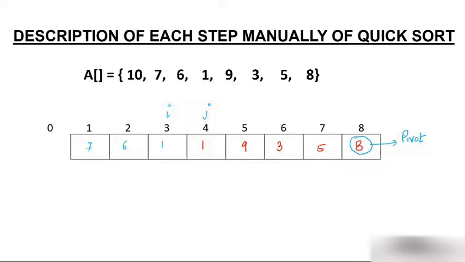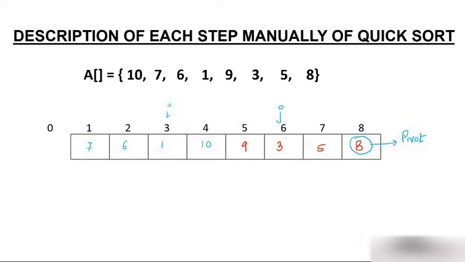The moment I swap I and J, what will happen? 10 will come over here and 1 will come over here. Fine. What I'll do again, I'll increment J. I'll again compare this element with pivot. Is this element less than pivot? No, this element is not less than pivot. So I'll not increment I, I'll simply increment J.